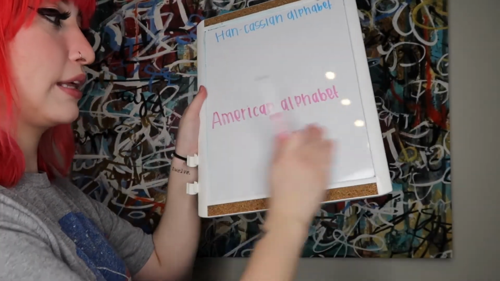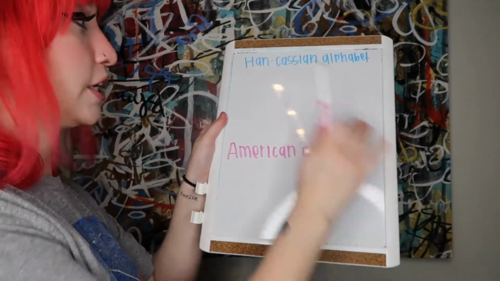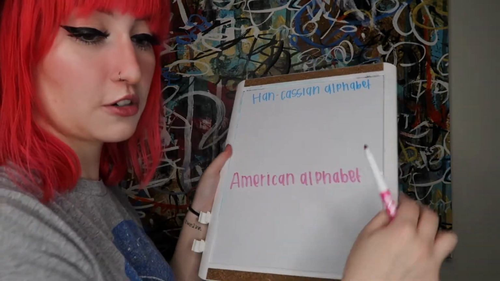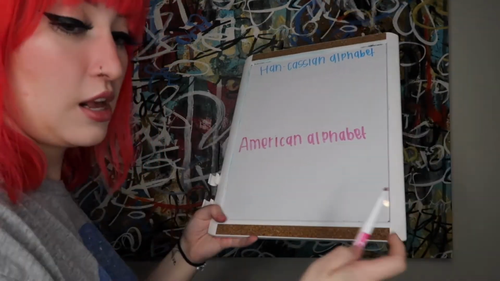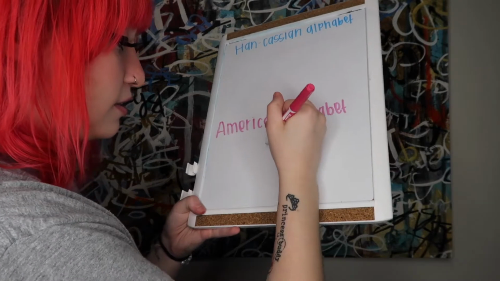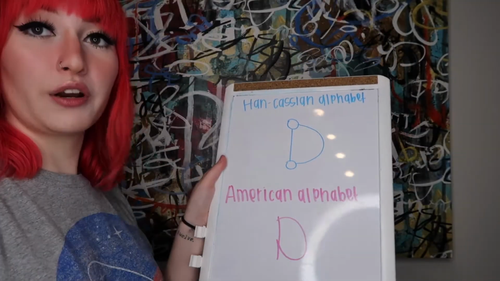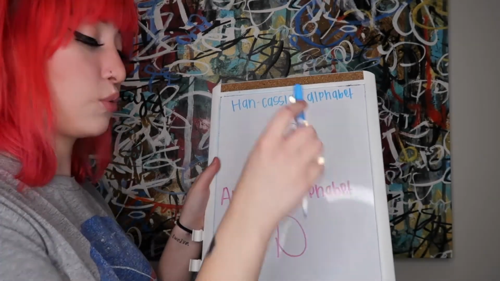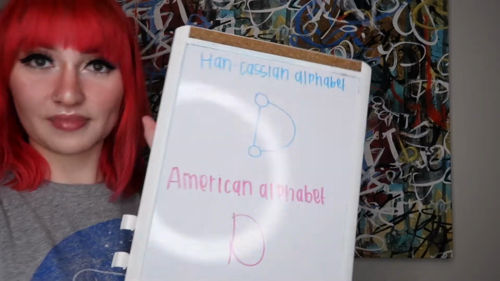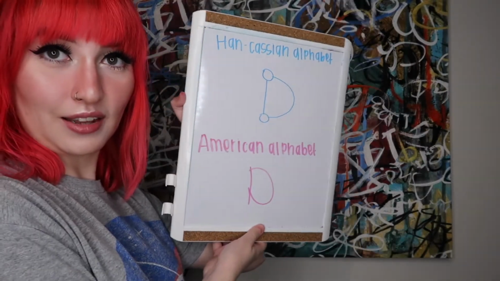Just to be a little easier to follow, I have written the American alphabet down here, and the Han-Cassian alphabet is going to be up here. So following next, we have D. In the American alphabet, it is D. Very, very similar, except we include a lot of circles, a lot of shapes. So, D in the Han-Cassian alphabet.